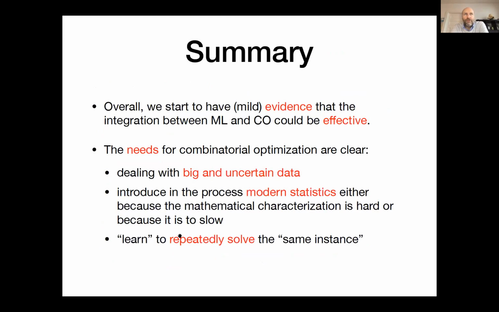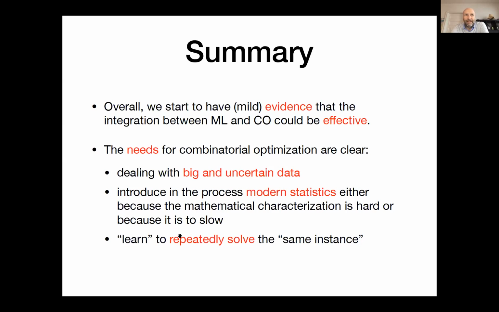So in summary, I like to say that we start to have a mild, but solid evidence that the integration between machine learning and combinatorial optimization could be effective, and there are many needs that are actually bringing the idea of using machine learning together with combinatorial optimization, especially for applications, and certainly some of them are dealing with big and uncertain data, and there is a recent amount of work looking at stochastic optimization, so problems in which the data itself is stochastic, as it's not deterministic.